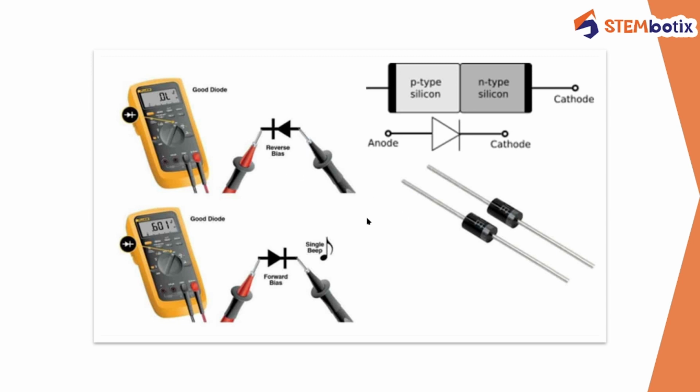Now this is similar to your diode. This is how your diode looks. When you connect your diode in forward bias and there is output and also a beep sound, then this is a diode in good condition, which you can use in your application. And when it is in reverse bias and it is giving you an output of 0, then it is also a good diode.